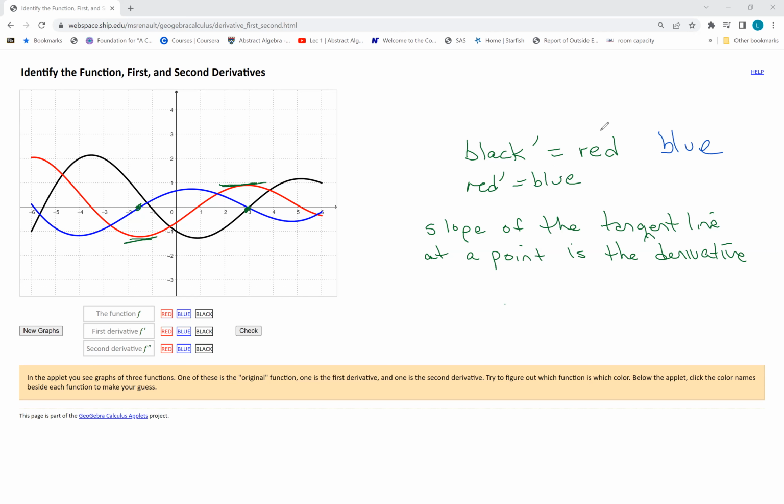And let's check. So that would mean black would be first, red would be second, and blue would be third. Check. And we got it right again. Okay, one more, and then we'll call it a day.